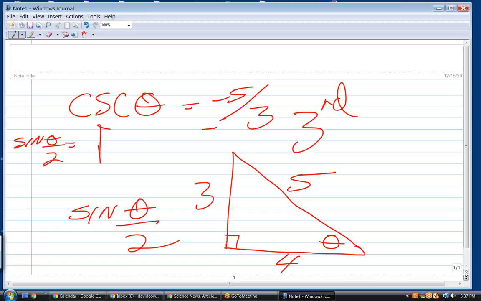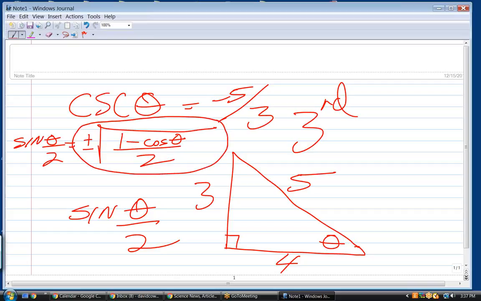Now, what's the identity for sine of theta over 2? What's the half angle identity? It's plus or minus the square root of 1 minus cosine theta over 2. So the thing we need from this triangle is the cosine of theta, not sine of theta. In other words, if I can figure out the cosine of theta, I'm going to be able to figure out the answer to that, and that'll be my answer to the problem.